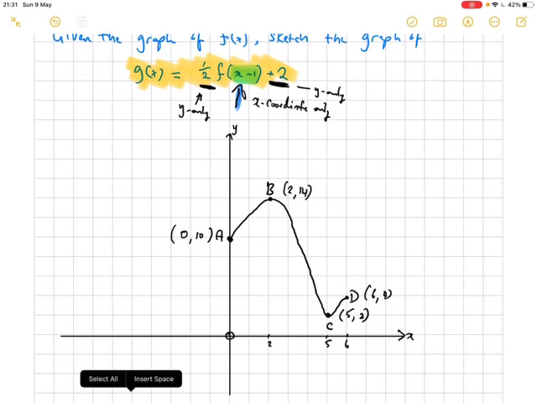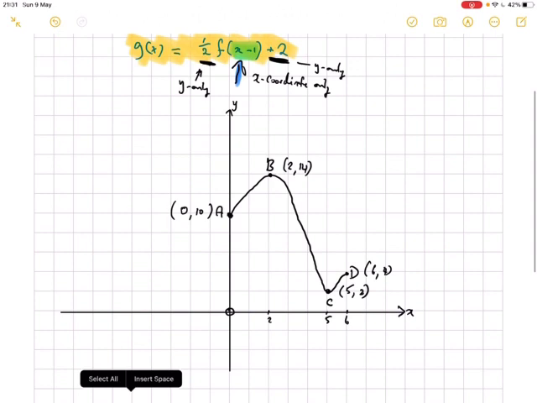So on this function g(x), we have half f(x minus 1) plus 2. So we have 3 transformations. We have the x minus 1, we have the multiplying scale factor of multiplication by half, and the +2. So the multiplication by half and the +2 will only affect the y coordinates, and the x coordinates will not be affected by those 2 transformations.